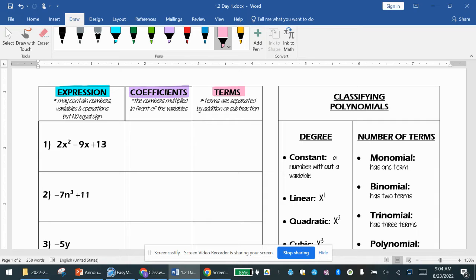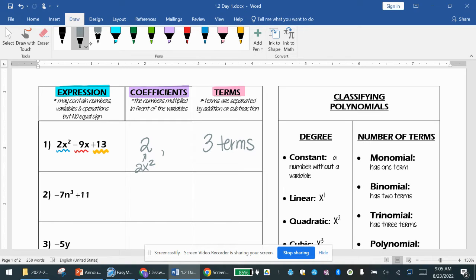2x squared minus 9x plus 13. This one has a 2x squared, minus 9x, plus 13. So this expression has 3 terms. And the coefficients are any number multiplied in front of a variable. Because one of the variables is x squared, we have to count that coefficient separately. So that one belongs to the 2x squared, right?